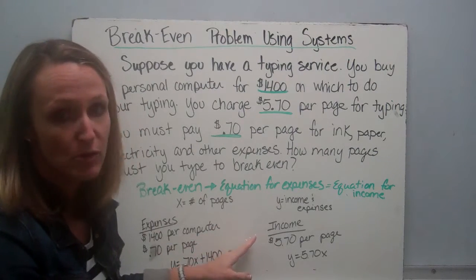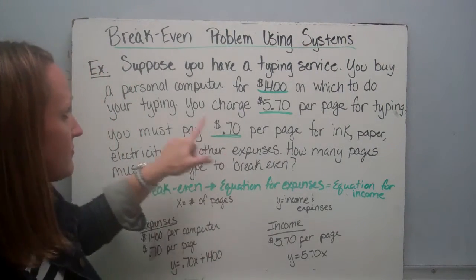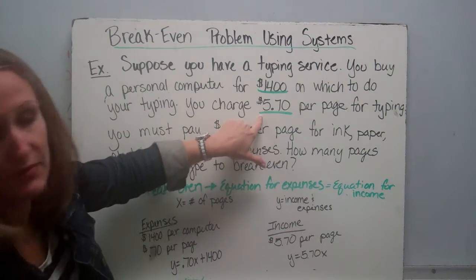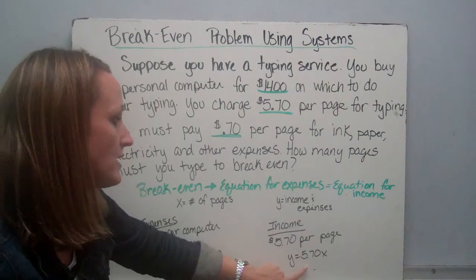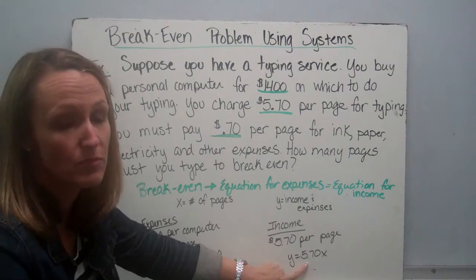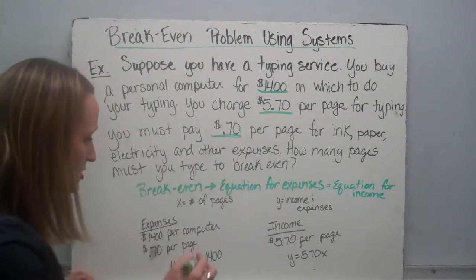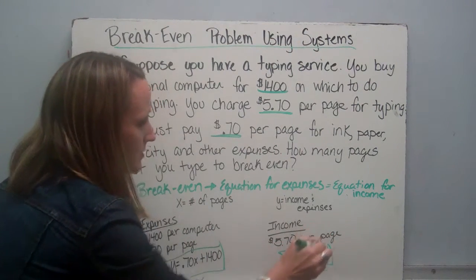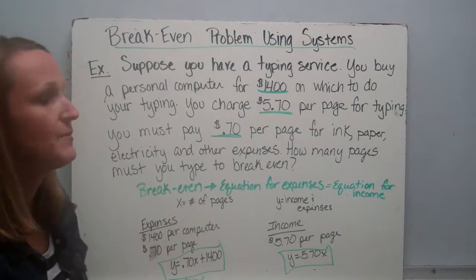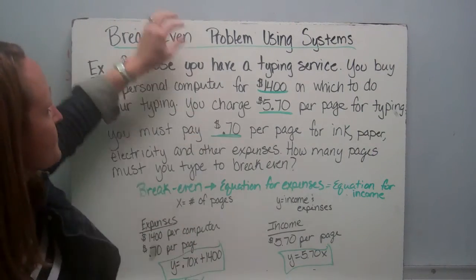Then we need to write another equation that represents income. Well, we make $5.70 per page. So we can say for our income, Y equals $5.70x. So here's my two equations. Remember, we're looking for how many pages we want to type to break even.